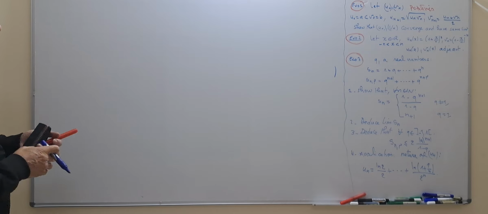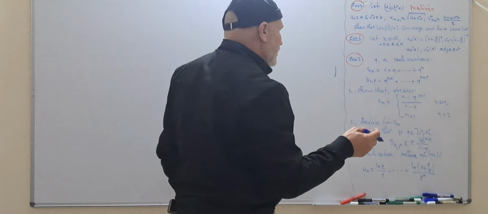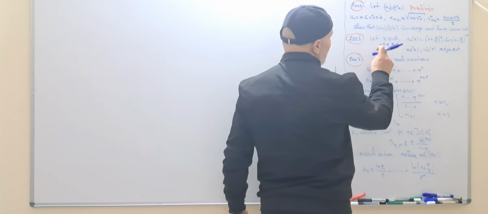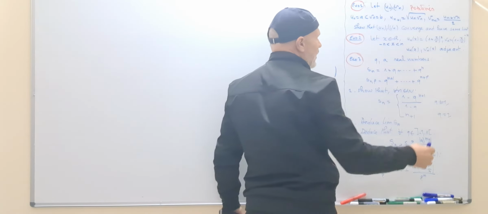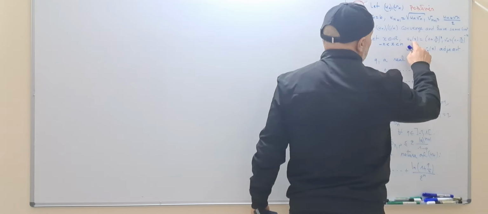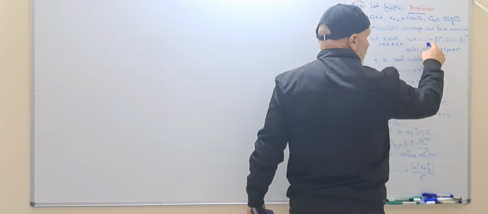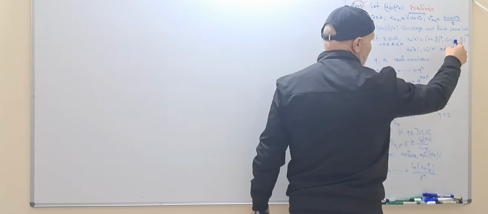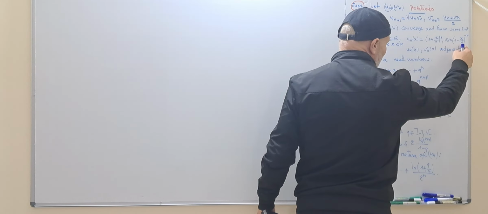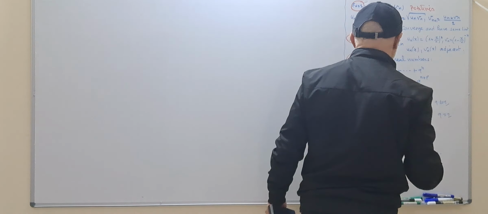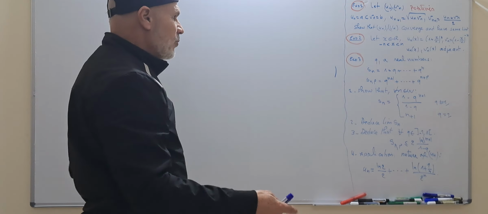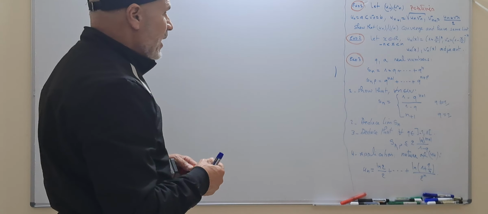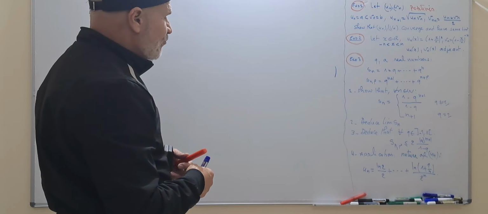Let x be a real number such that x is strictly between minus n and n, n a natural number. Un equal to 1 plus x over n, power n, and Vn is 1 minus x over n, power minus n. Show that Un and Vn are adjacent, so we have to speak about adjacent sequences.